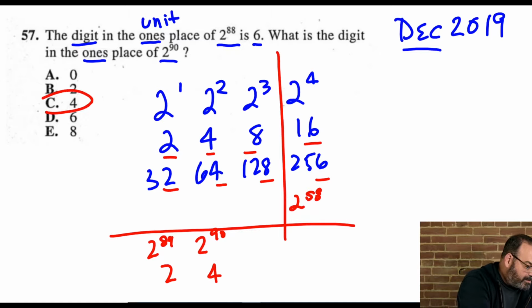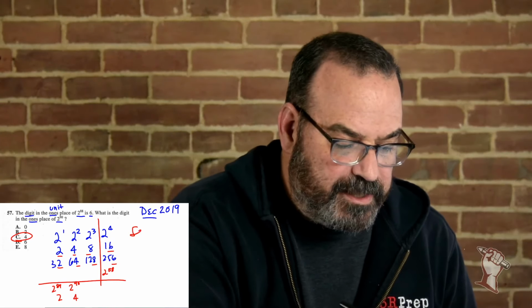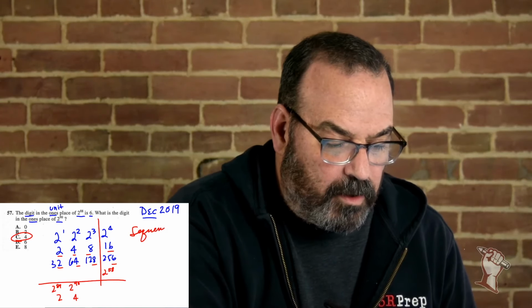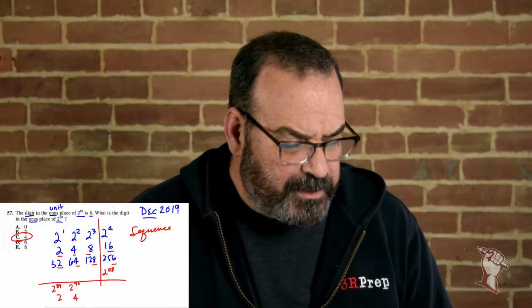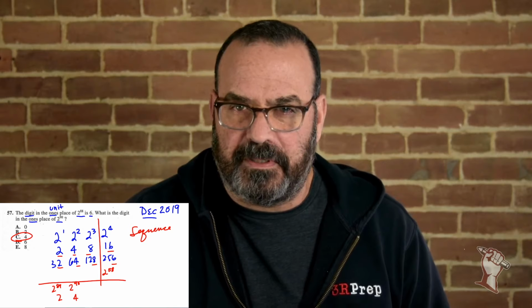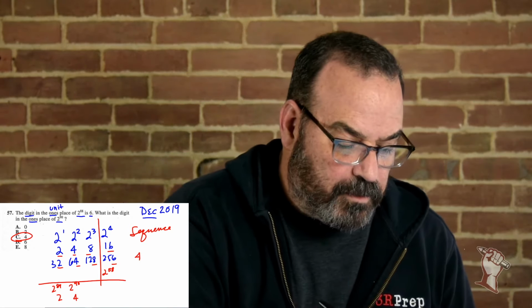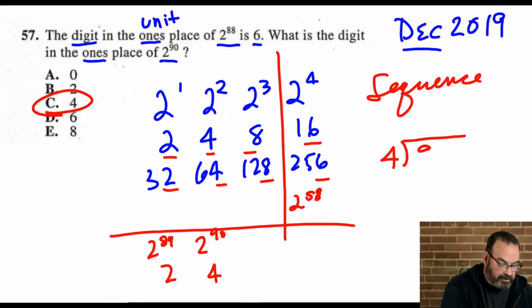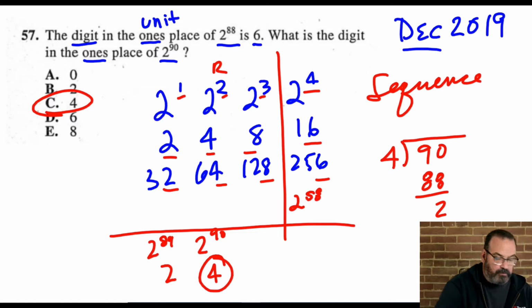The correct answer is C. It's a repeating pattern. This is actually a sequence problem that the old SAT used to love. And I'm really surprised the ACT has put this on. It's also a remainder problem because 4 divided into 90 goes 88 times with a remainder of 2. So this is 1, 2, 3, 4. So a remainder of 2 puts us in the 2nd place.